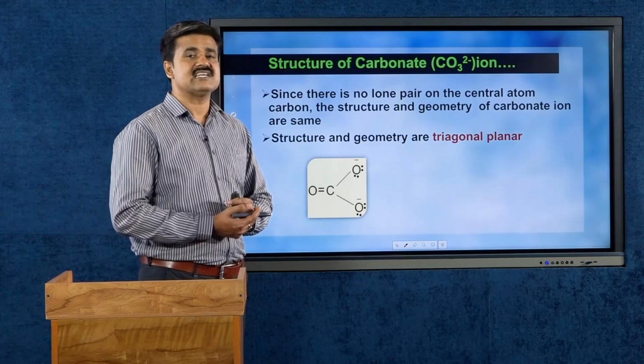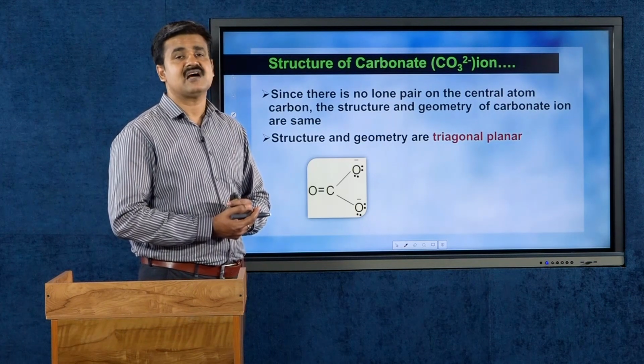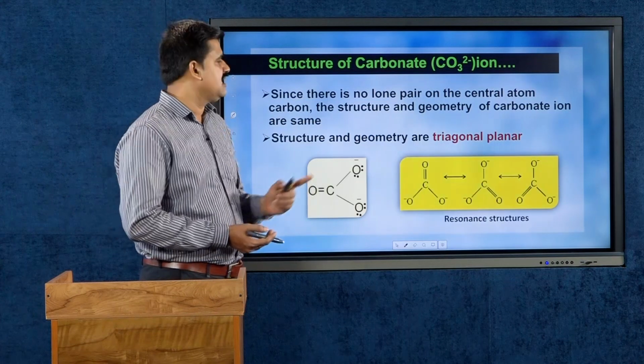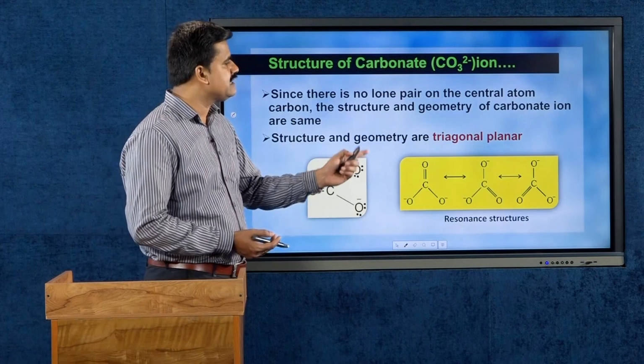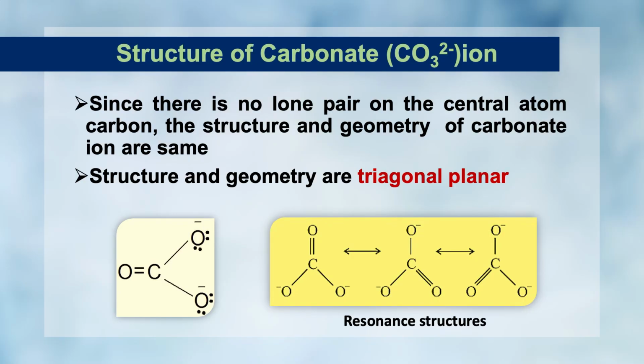Again, as in the case of the nitrate ion, carbonate ion CO3 2 minus also shows resonance structures. These are the resonance structures of carbonate ion. You can see 3 resonating structures. These 3 resonating structures contribute towards the total structure. The actual structure can be considered as a resonance hybrid of these 3 resonating structures.